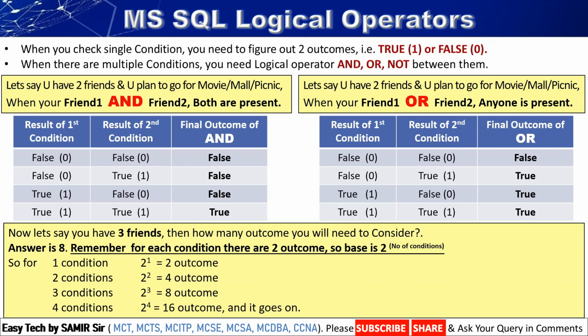logical operator. 1 condition, 2 outcome, 2 condition, 4 outcome, 3 condition, 8 outcome, 4 condition, 16, 5 condition, 32, 6 condition, 64, 7 condition, 128, 8 condition, 256 outcomes, 9 conditions, 512 outcome, and 10 condition, 1024 outcome. I hope we are getting something of it.